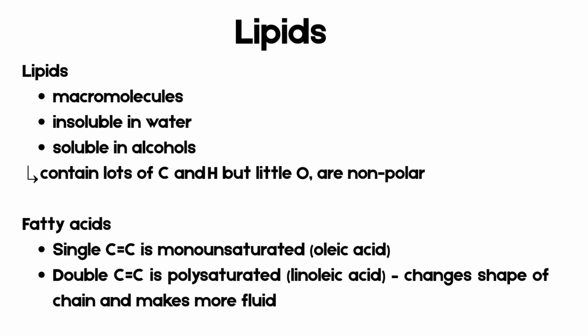Unsaturated fatty acids create kinks in the chain, making the lipid more fluid and lowering the melting point, like those found in olive oil. Saturated fats are straight and packed tightly, so more solid at room temperature, such as butter.